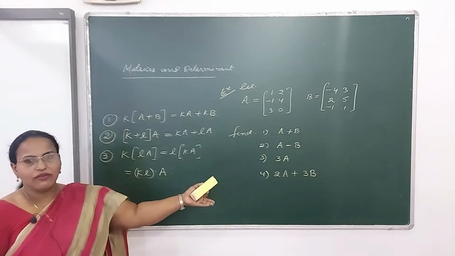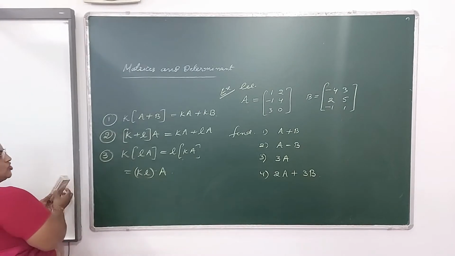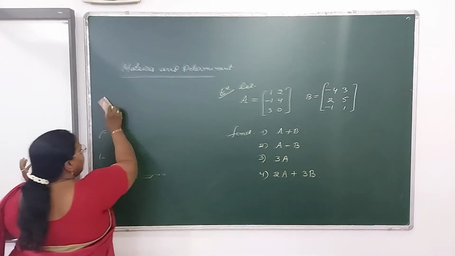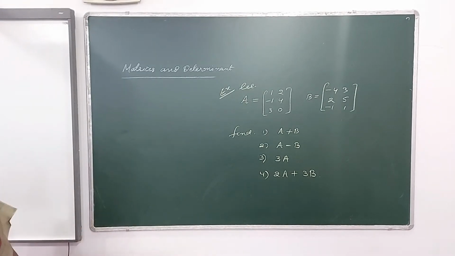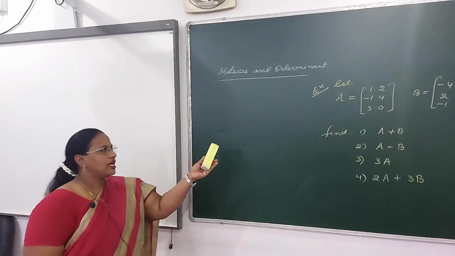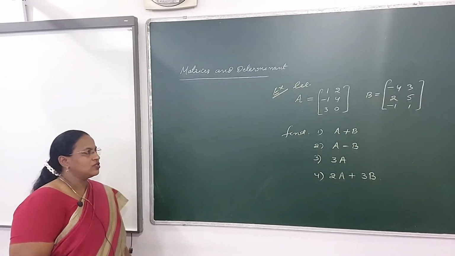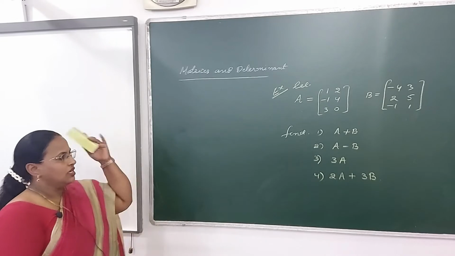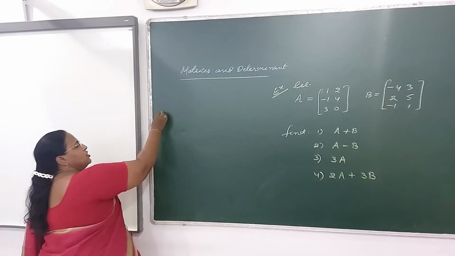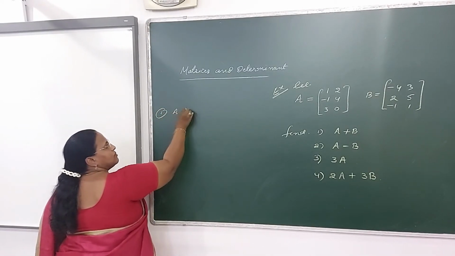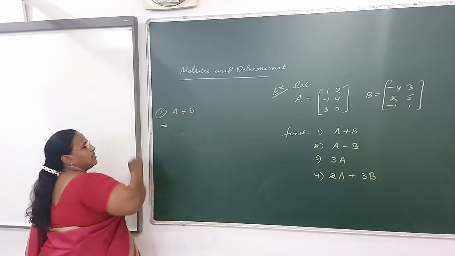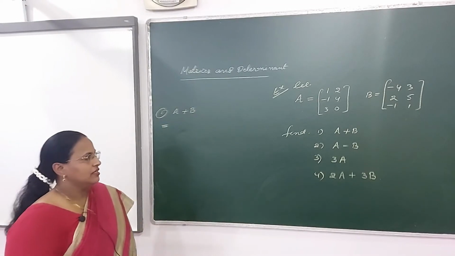Okay, let us do it one by one. Moving to the first one, A plus B. See here, both A and B are comparable. So definitely you can go for all the conditions. The first one, let us find out A plus B. So A plus B, simple condition.